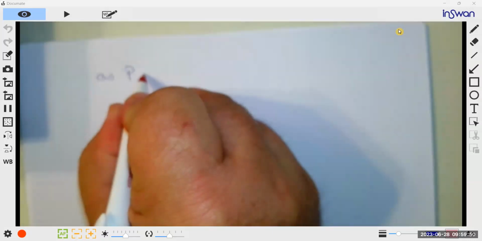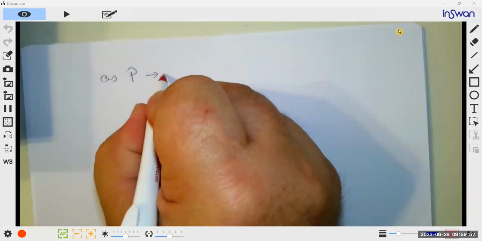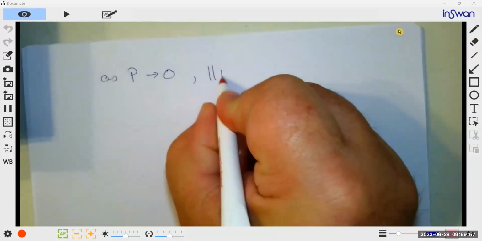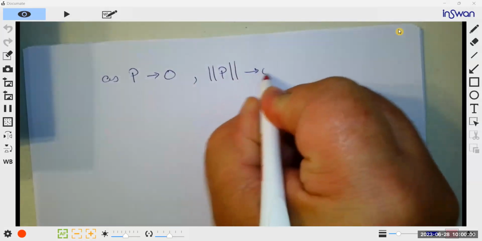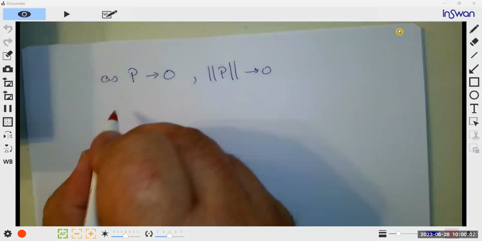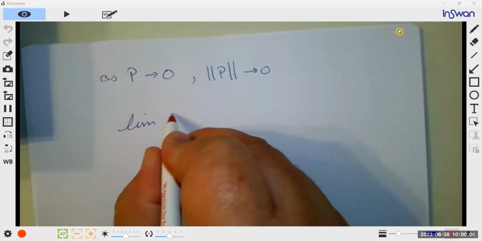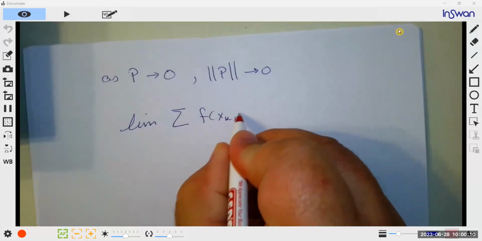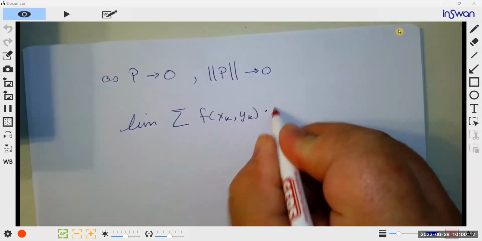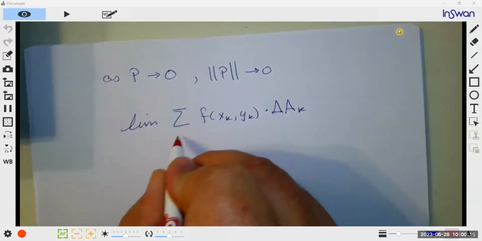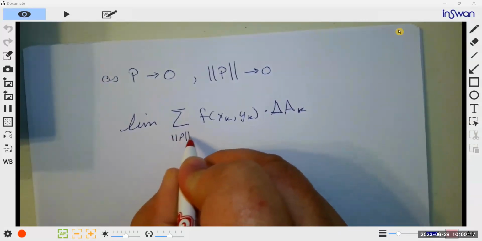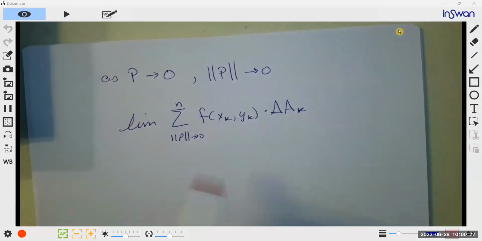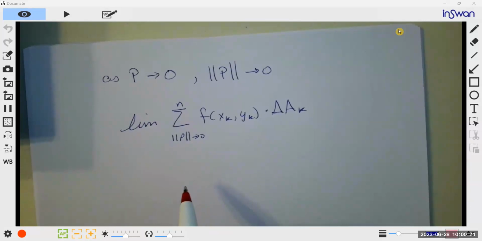As our p-value we choose smaller, smaller, smaller, as it goes to 0, the norm goes to 0. So therefore, our limit of our summation function as our norm approaches 0, that's our approximation of the area, of the volume, I mean.